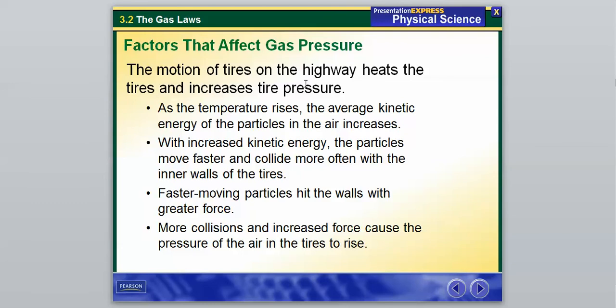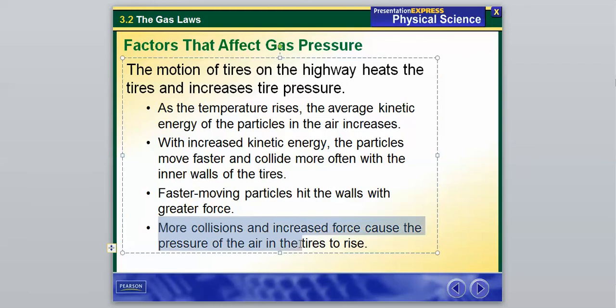Looking at it at the atomic level, the average kinetic energy of the particles in the air increases. Kinetic energy is energy of motion, so as the temperature rises, there's more kinetic energy. With this increased kinetic energy, the particles move faster and collide more often with the inner walls of the tires. Faster moving particles hit the walls with greater force. Put that all together, and more collisions and increased force cause the pressure of the air in the tires to rise.